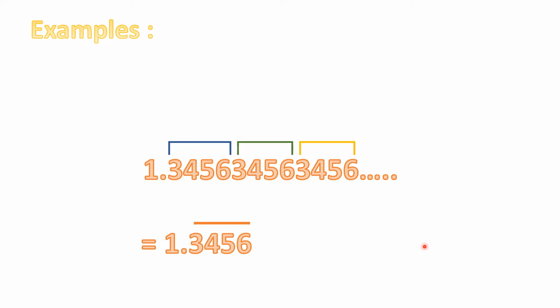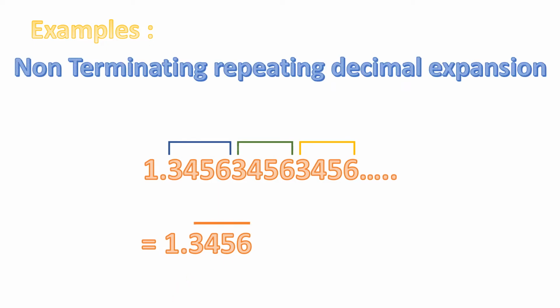So that means 1.3456 bar is what kind of number? It is a non-terminating repeating decimal expansion, right? Since it is a non-terminating repeating decimal expansion, we can say that this number is a rational number, right?